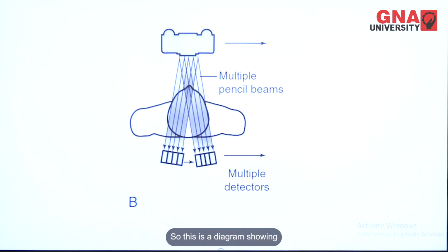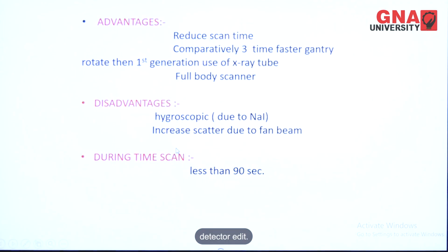So this is a diagram showing the working of second generation CT. Here we are using a fan beam. Apart from that, we are using a multiple detector array. Now, what were the advantages of the second generation? Here we had reduced scan time. Compared to the first generation CT, where the total scan time was about 25 to 30 minutes, in the second generation CT, the total scan time was reduced to 90 seconds.